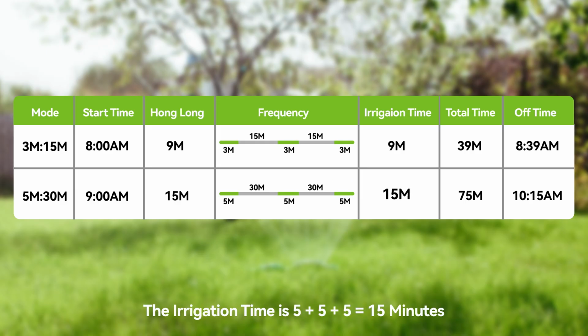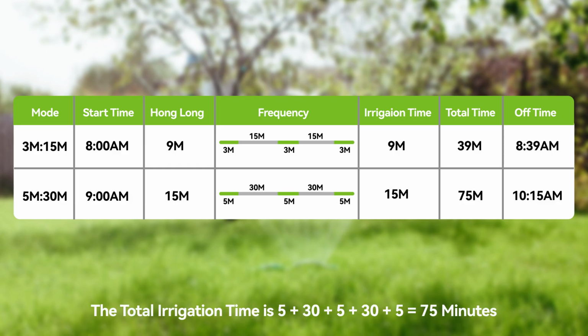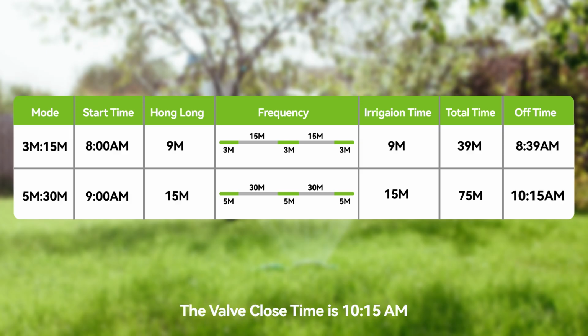The irrigation time is 5 plus 5 plus 5 is equal to 15 minutes. The total irrigation time is 5 plus 30 plus 5 plus 30 plus 5 is equal to 75 minutes. The valve close time is 10:15 a.m.